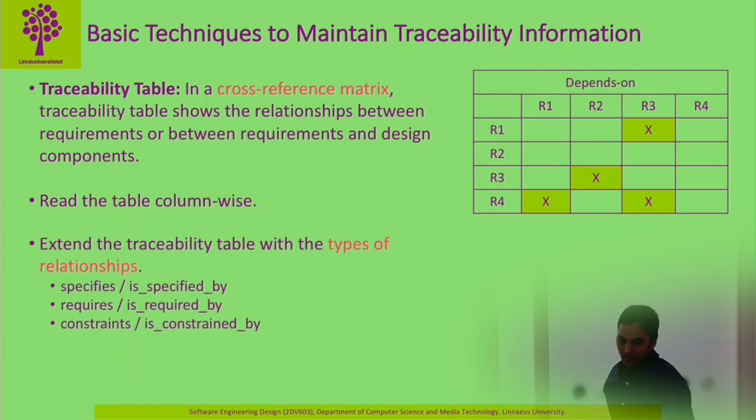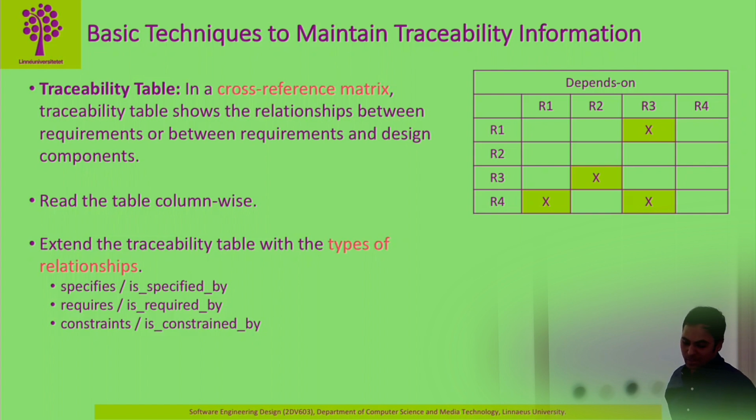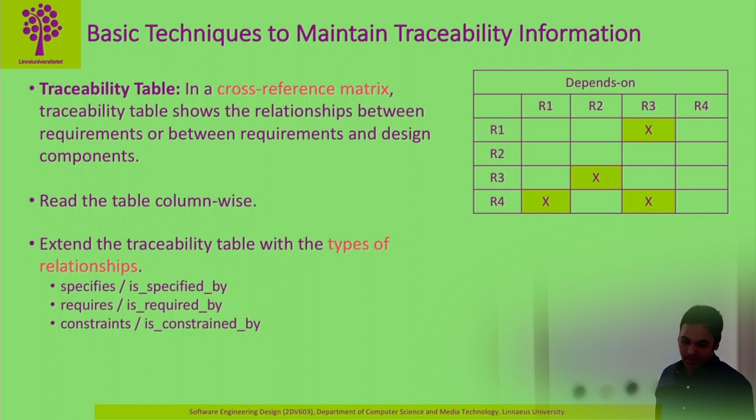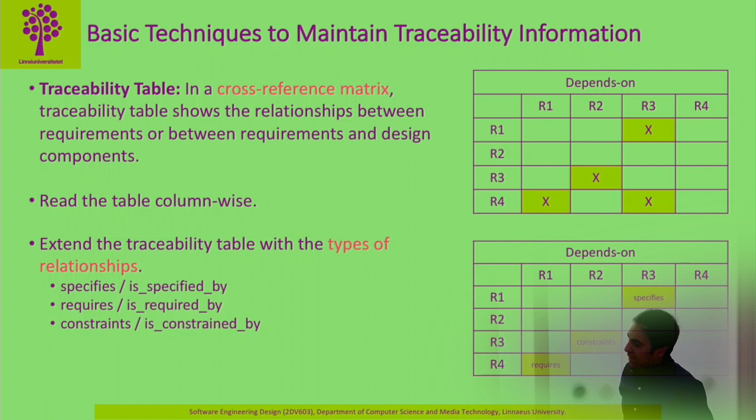But this traceability information is very general, so it does not specify what kind of dependency it is. So we can go further and classify those dependencies. One requirement can specify another requirement, one requirement might require another requirement, and also one requirement might be constrained by another requirement. If we represent the same matrix using these specific types of relationships, where we said R1 depends on R4, here we are saying that R1 requires R4. So the output of R4 will be the input of R1, basically.